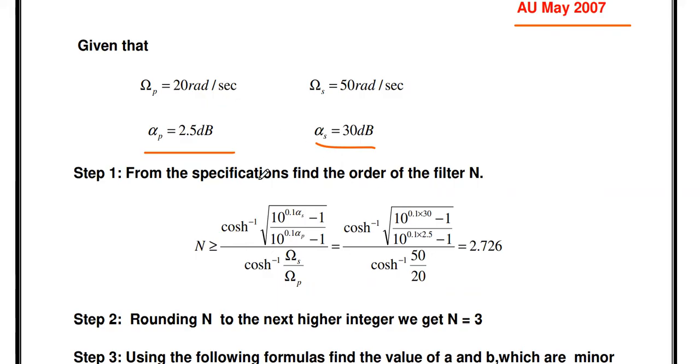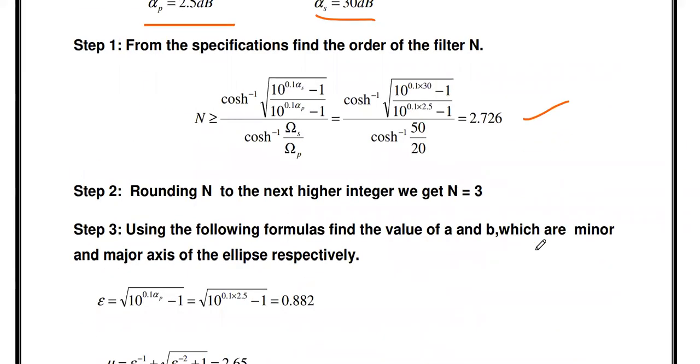So you substitute the alpha p, alpha s, omega p, omega s values, and we get the answer 2.726. Okay, what is the next step? After calculating n, we have to round off that n to the higher integer. So 2.726 we round off to 3. So n equal to 3.